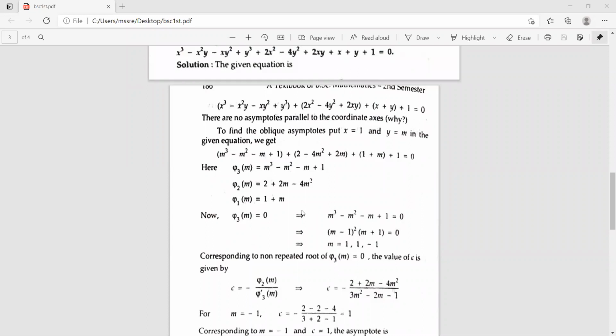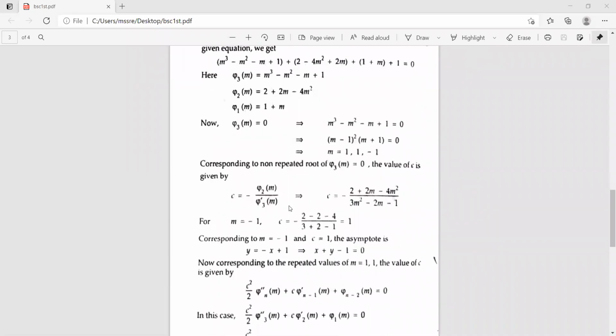Corresponding to non-repeated roots of phi 3 of m equal to 0, the value of c is given by c equals minus phi 2 of m divided by phi 3 dash of m, where phi 3 dash of m is the derivative. c equals minus of phi 2 of m, that is 2 plus 2m minus 4m square, divided by phi 3 dash of m, which is 3m square minus 2m minus 1. Next, for m equal to minus 1.